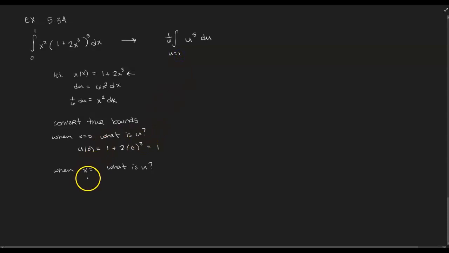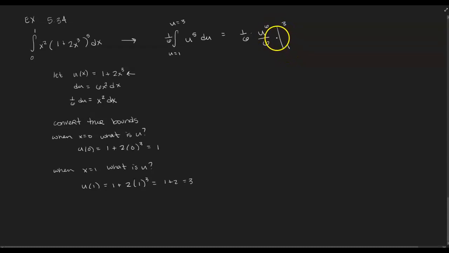And then we need to do that for the upper bound as well. If x is equal to 1, what would u be? Well, that would look like u evaluated at 1. That becomes 1 plus 2 times 1 cubed, or 1 plus 2, which would become 3. So our upper bound on the new u integral would become 3. And then we can evaluate this as a typical definite integral. So we'll have 1/6 times u to the 6th power divided by 6, evaluated between 1 and 3.